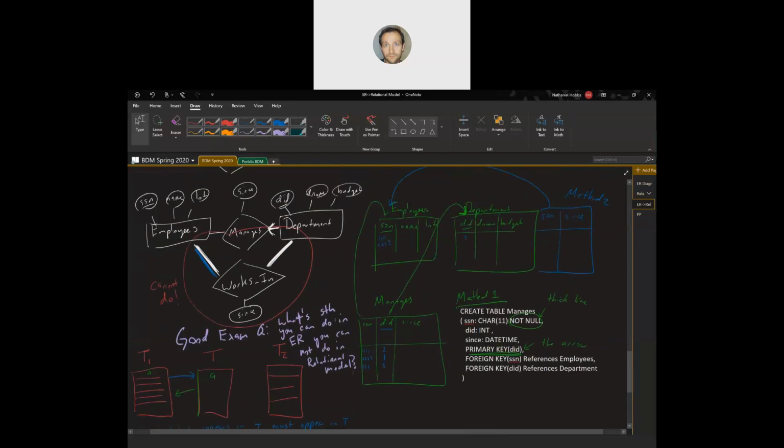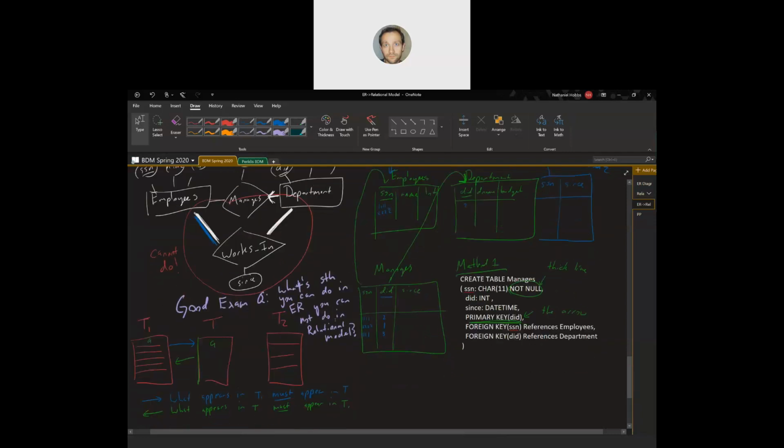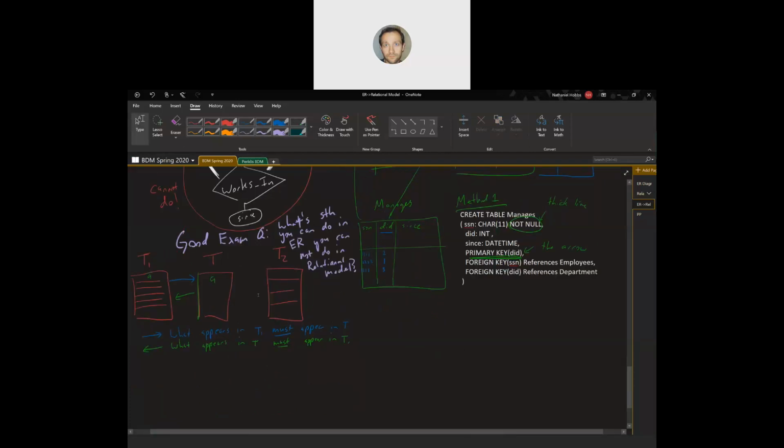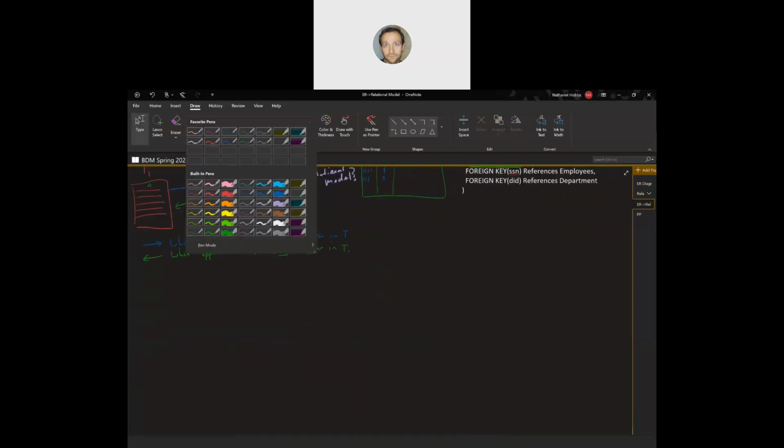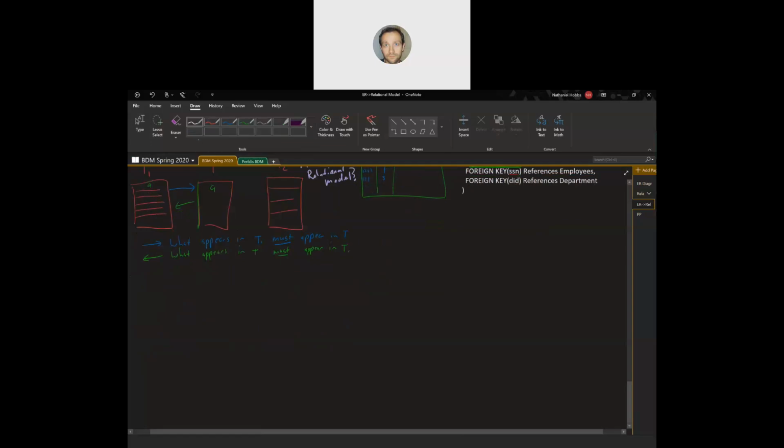Okay. Sorry about all the colors. I don't know if it's helpful or if it's distracting. In any case, are there any questions about this? No. Okay. Then I just have one last example, and then we'll be finished with this.